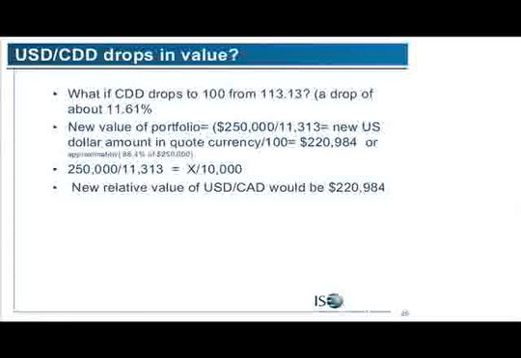So if I'm worried about having too much U.S. dollar exposure, here's the formula. 250 grand divided by 11,313 equals your new U.S. dollar amount in quote currency divided by 100. So really what I'm saying is that if the U.S. dollar is down by about 11.6% versus Canadian, I've lost almost 30 grand here, 29,000.